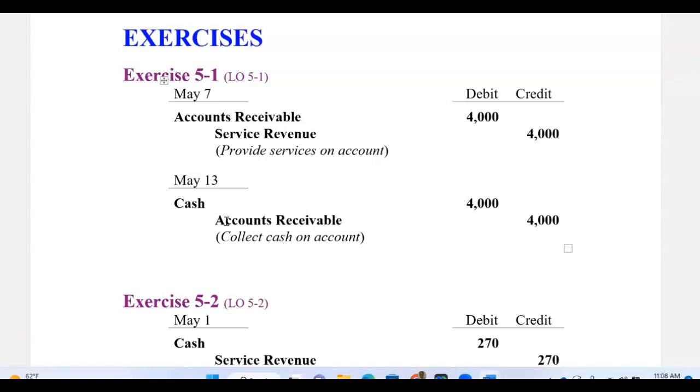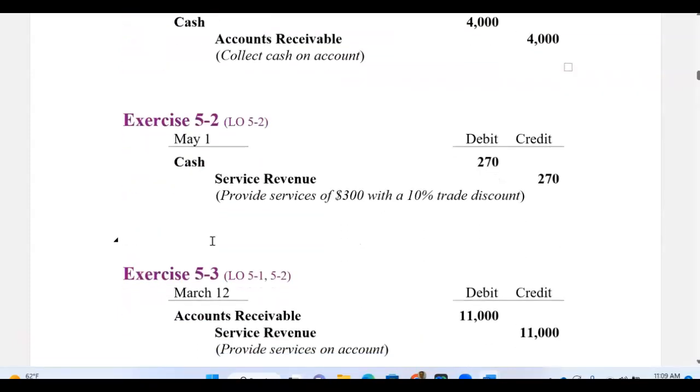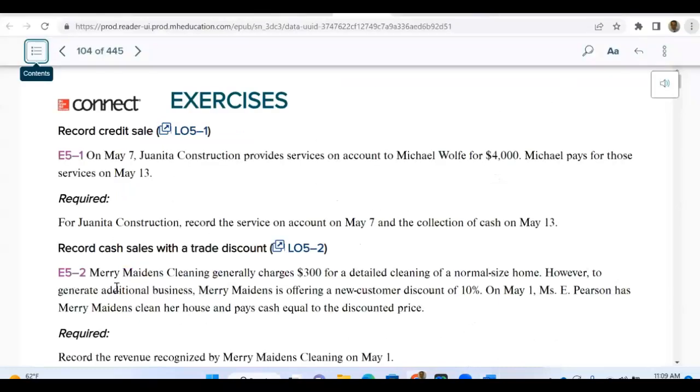In problem number 2, it says Mary Maidens generally charges $300 for detailed cleaning of a normal size home. However, to generate additional business, Mary is offering a new customer discount of 10%. That's a trade discount. Trade discount is an immediate discount on the spot. On May 1st, Miss Person has Mary Maidens clean her house and pays cash equal to the discount price.